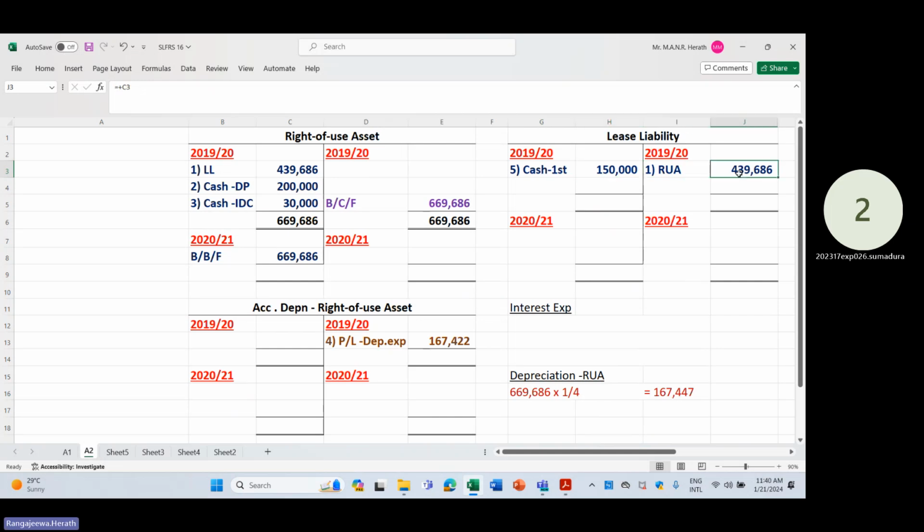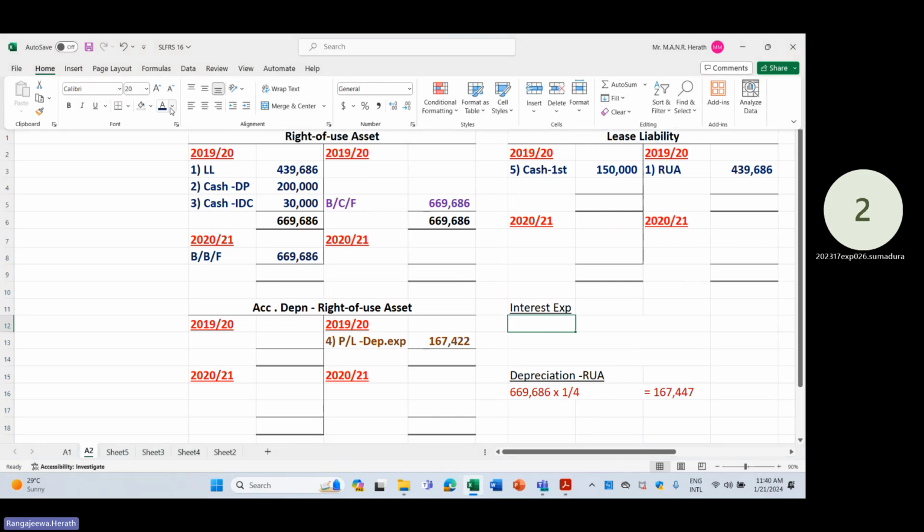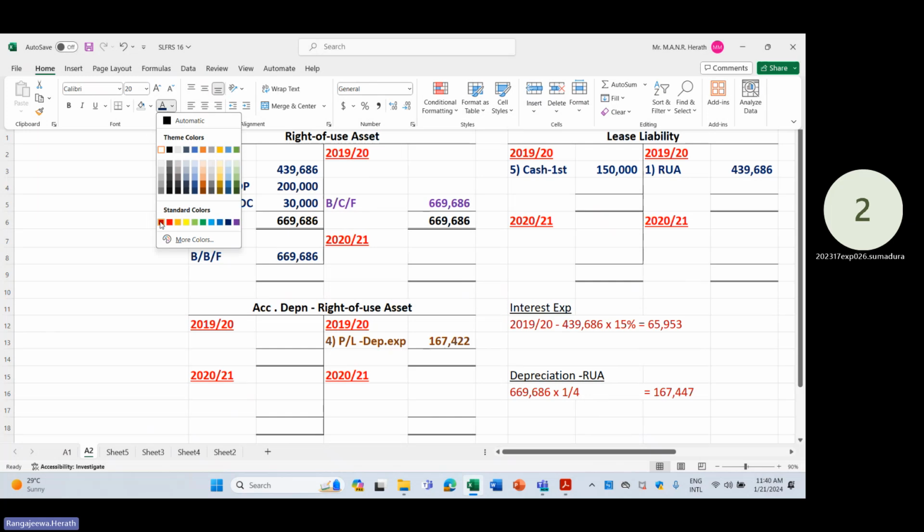This is the liability, 439,686. We are paying 150 into 4, 600,000. Liability is 439, we are paying 600. The difference is the interest. How much is the interest for the first year? You can simply calculate opening lease liability multiplied by 15%.